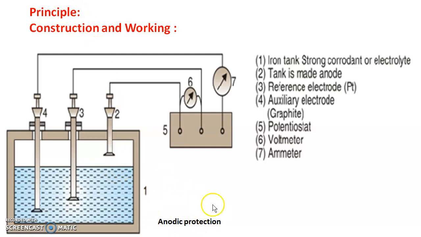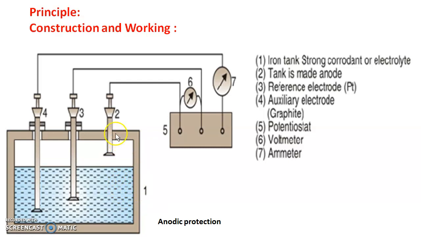Now the construction and working of anodic protection. This is the diagrammatic representation of anodic protection, numbered 1, 2, 3, 4, 5, 6. Number 1 is an iron tank, a reactor or water tank containing industrial water, which is a strong corrodant or electrolyte. This is the iron tank, represented as one.